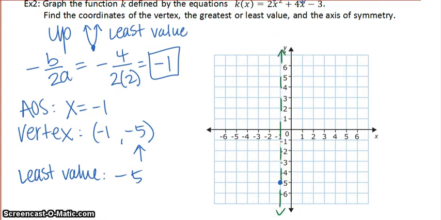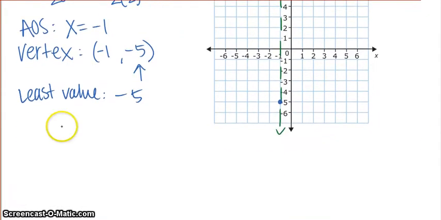And I'm also going to graph my points. I'm going to do 2 points to the right of the axis of symmetry and 2 to the left. They should mirror each other exactly. So I have x and y. So I'm going to do negative 3.